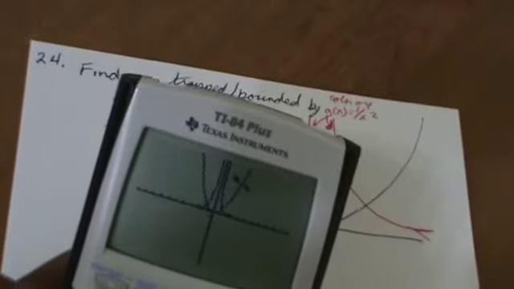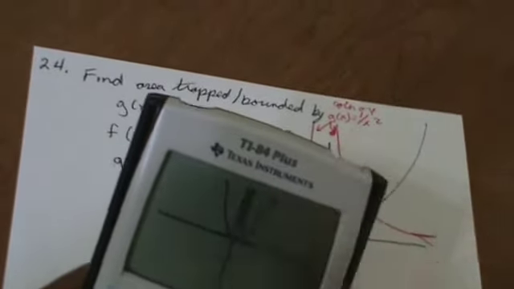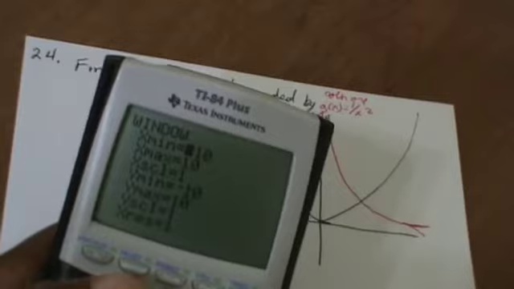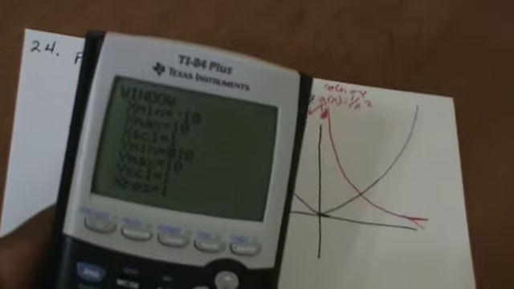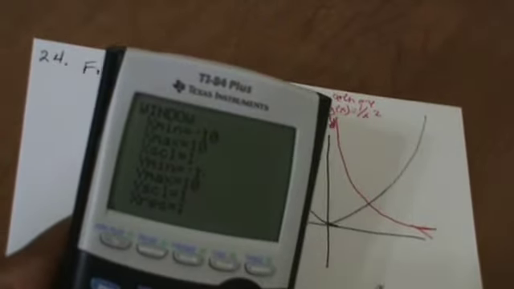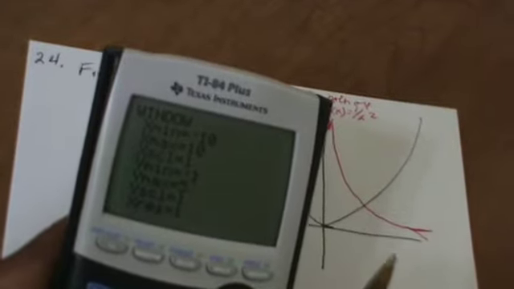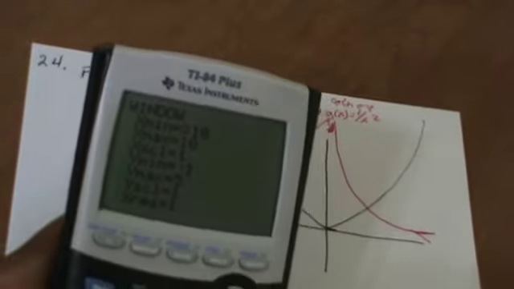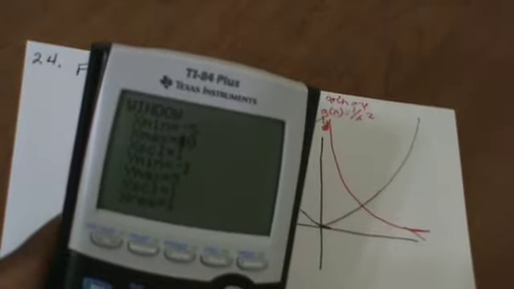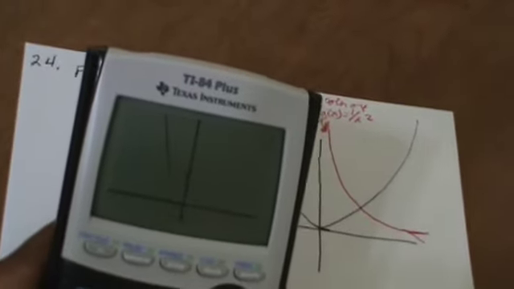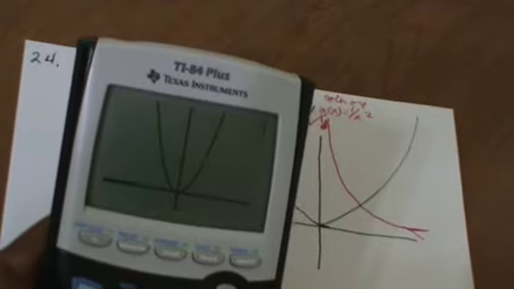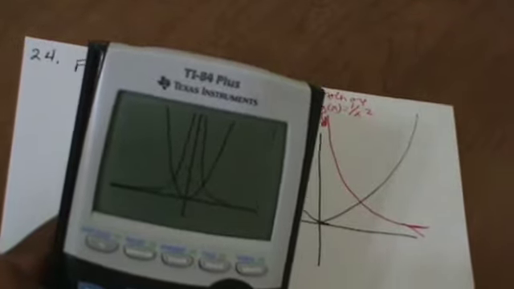Let's see, my window, I make my y's go from -1 to, I don't know, 5. And then my x's, -5 to 5. Let's see what happens when I do that. You may have to toy around with these to figure out what the best window is for you.